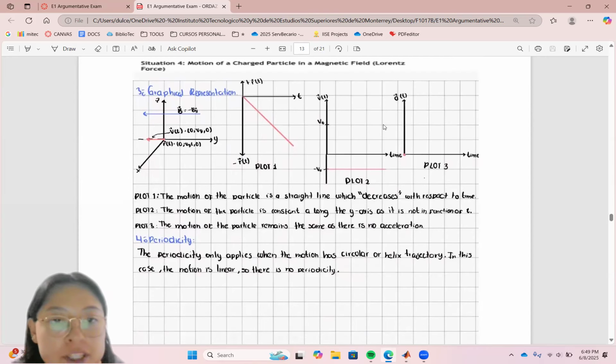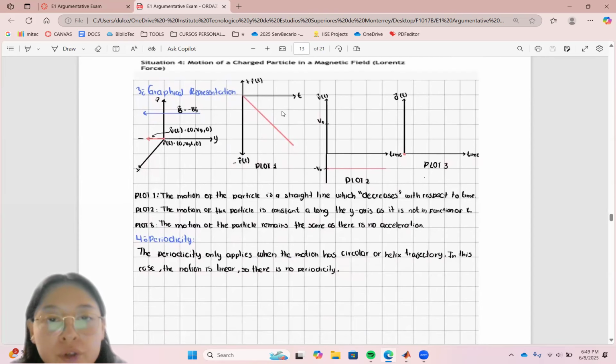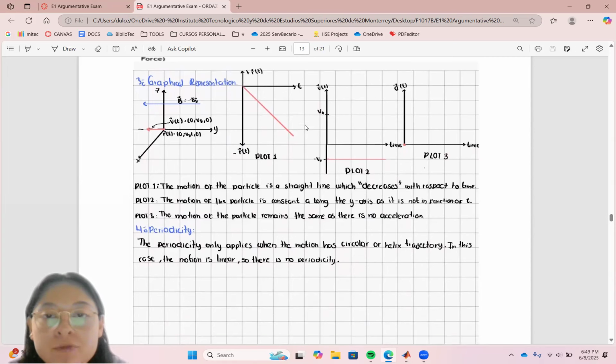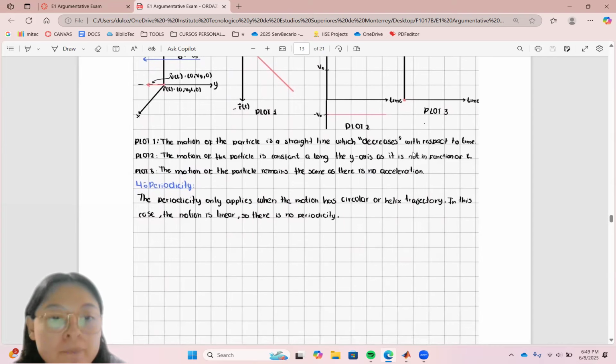And then the graphical representations, I make the plots for the position vector with respect to time. So it decreases as time passes, and for velocity with respect to time, the velocity is constant and there's no acceleration in the y plot.